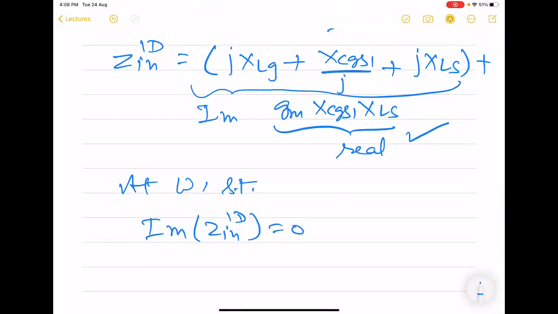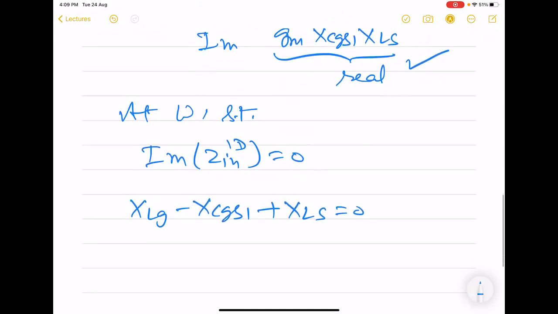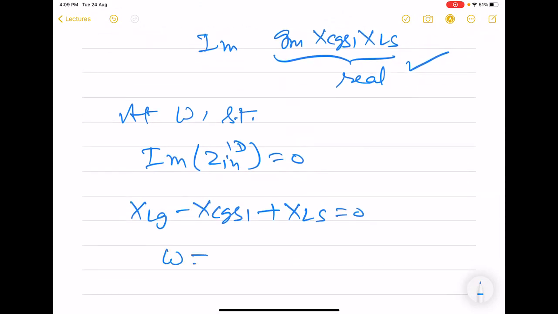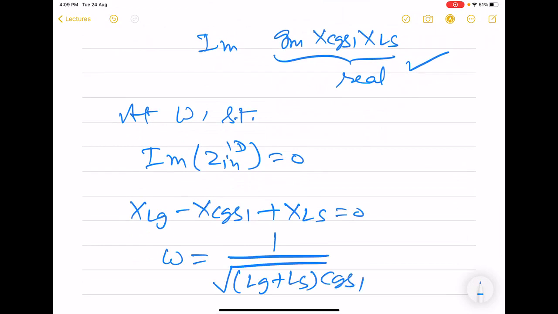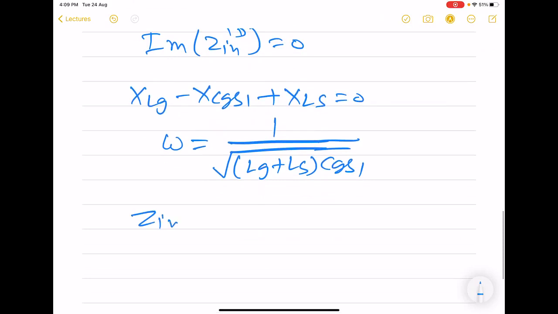From here we can find out it will be XLg minus XCgs1 plus XLs is equal to 0. And this we had already worked out, and this will turn out to be omega equal to 1 by square root of (Lg plus Ls) into Cgs1. So at this frequency, Z in will be equal to gm Ls by Cgs1, which turns out to be omega T1 Ls.